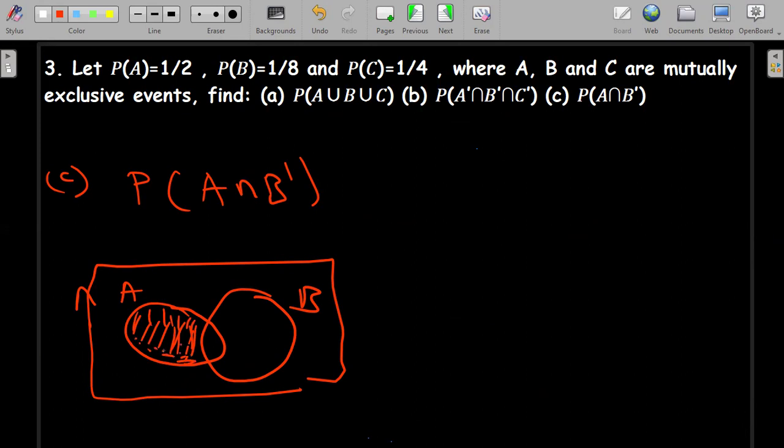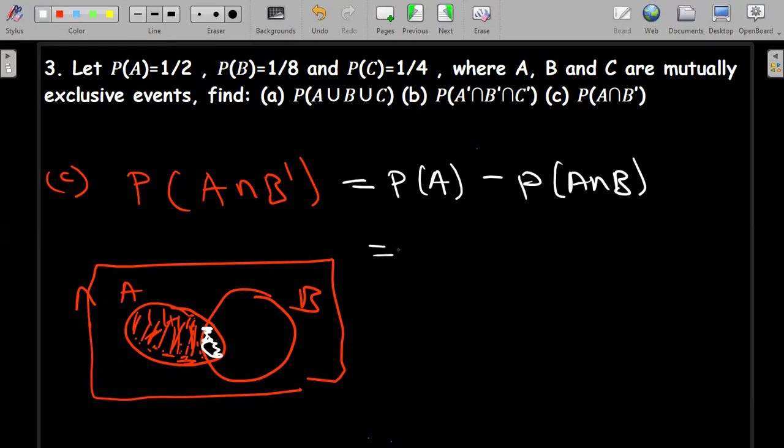So how can we easily find the probability of this part that I've shaded? We're just going to say the probability of this whole set A minus the probability of this part here, which is the intersection with the B. So this here is the same as the probability of A, and then minus the probability of A intersection B. All right, so this is going to be equals to probability of A, 1/2, minus the probability of A intersection B.